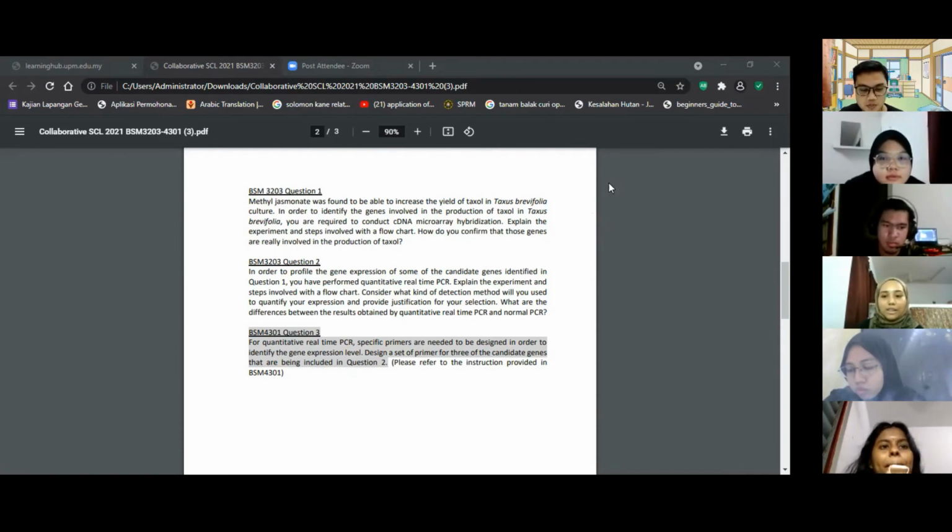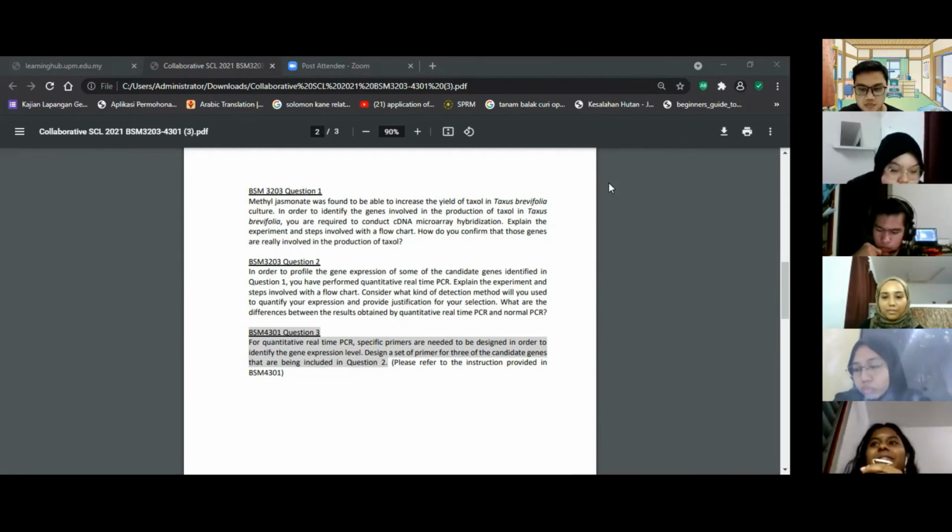But I think the doctor did mention that for group 1 and group 3 we have to use TaqMan probe, if I'm not mistaken. I think it was also mentioned in the WhatsApp group, if I'm not mistaken. Oh yeah, sorry, I missed that. It's okay. So I think we have to use the TaqMan probe for the qPCR.